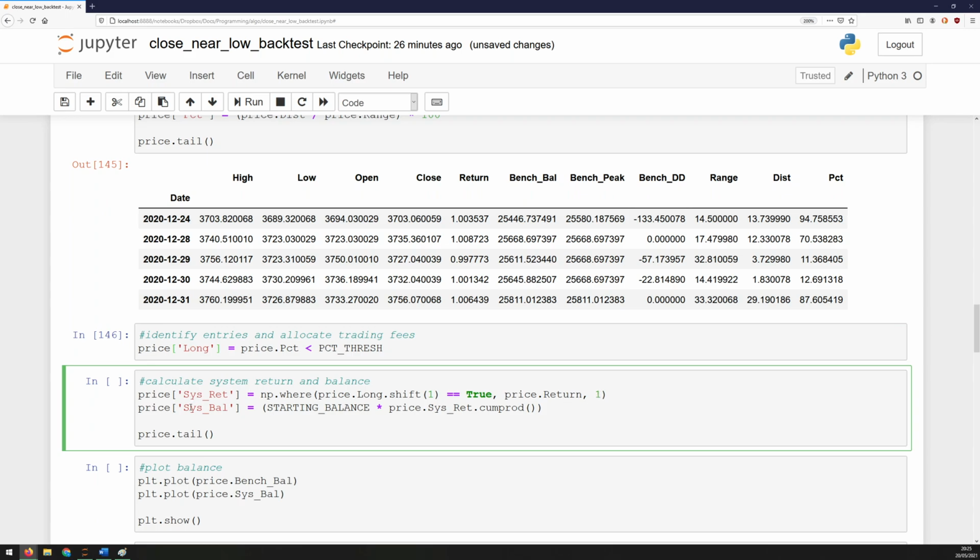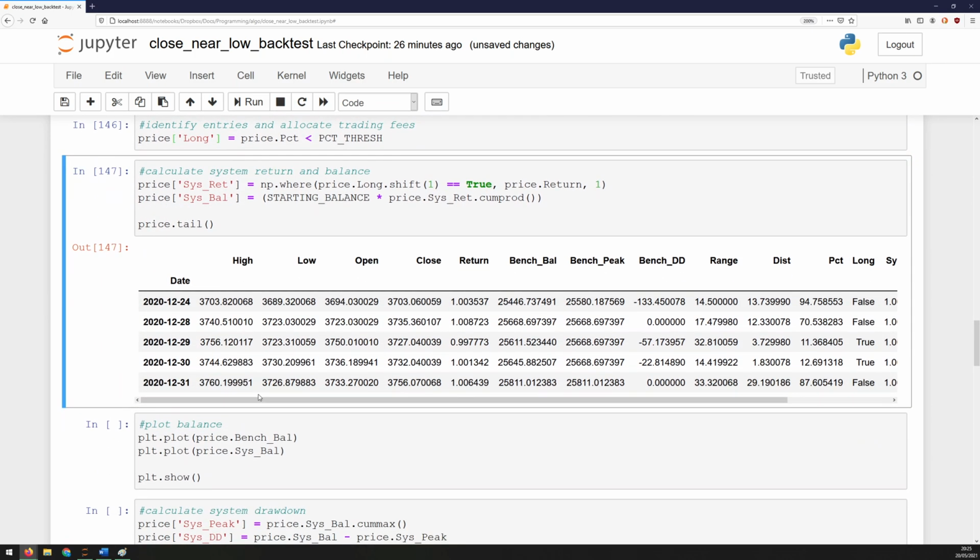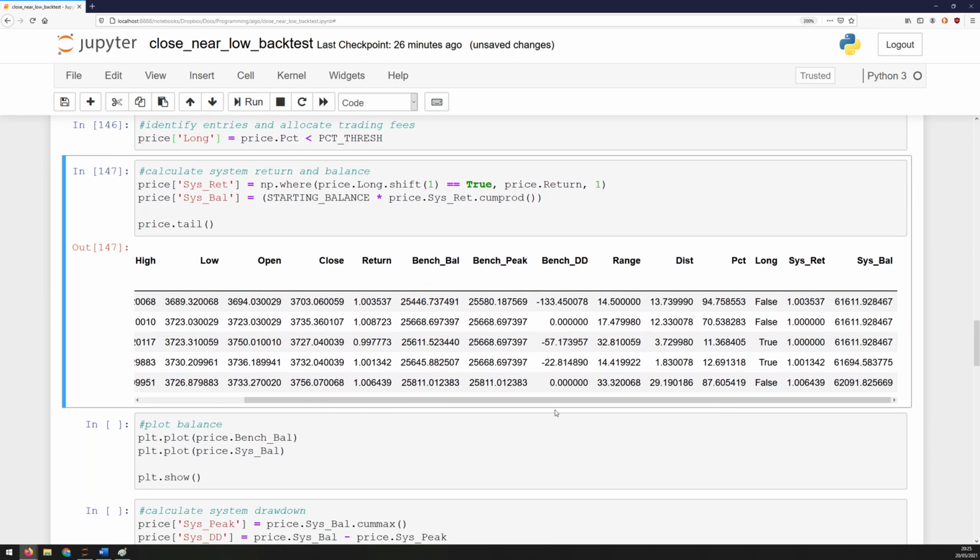So in the same way as I calculated the balance for the benchmark, I can do the same thing for the system, but now I use the system returns rather than the benchmark returns. So if I run this now, you can see my benchmark balance is coming out at the very end as 25,811, just as I had before, but the system balance is 62,091, so significantly higher.